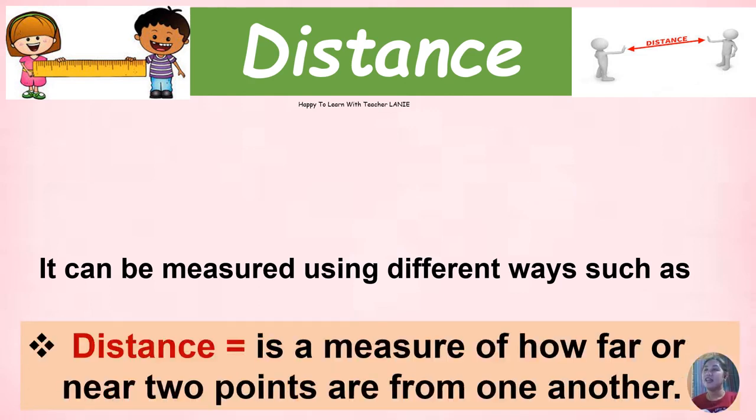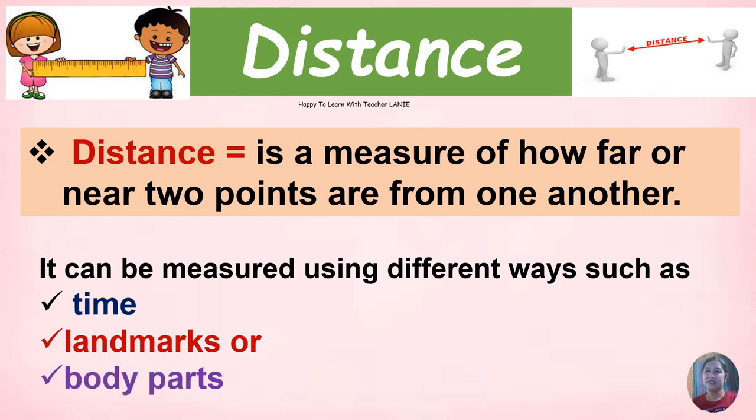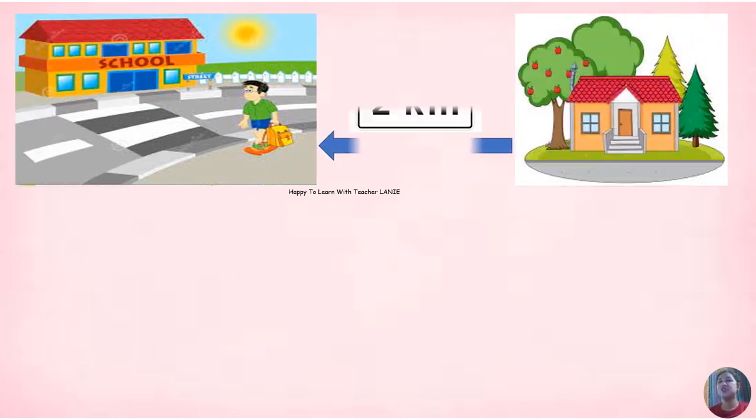Distance. A distance is a measure of how far or near 2 points are from one another. It can be measured in different ways, such as time, landmarks, or body parts. For example, when you are going to school, the distance of the school from your house is 2 kilometers away, and you spend 1 hour of walking just to get to your school.